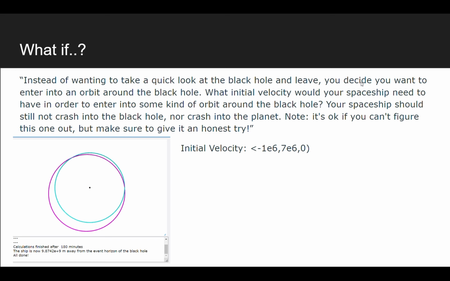And then for what if, the what if stipulated that for part 2, instead of just getting close, what if we wanted the ship to orbit the black hole? Through trial and error, I found that the initial velocity for the ship, such that it orbits the black hole, would have to be -1 times 10 to the 6 for the x component, and for the y component, it would be 7 times 10 to the 6 meters per second.